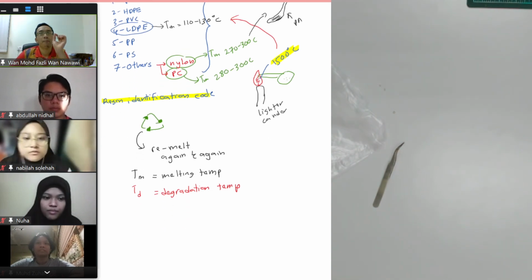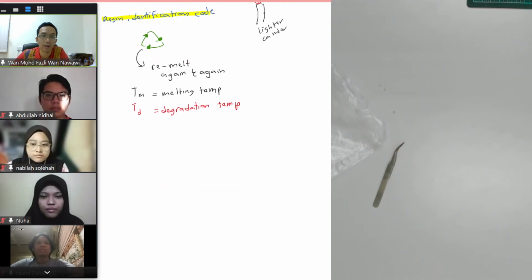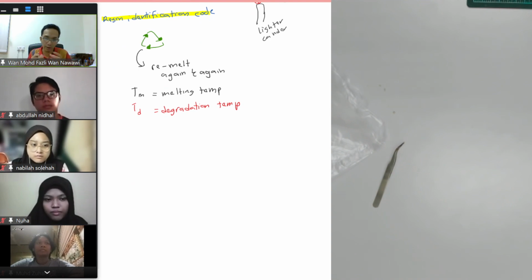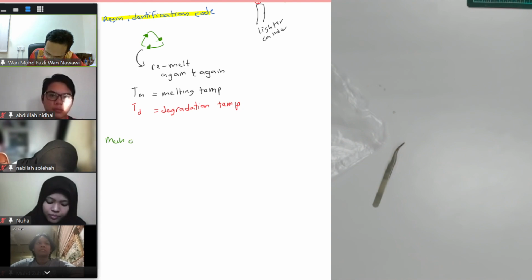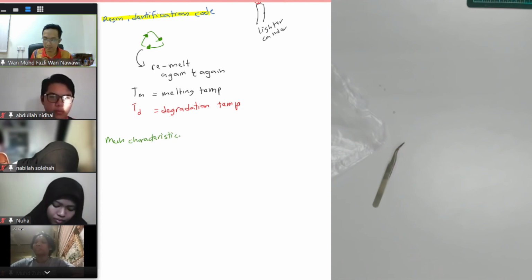So this is what makes plastic different from metal and ceramic. So let's now talk a little bit in general about the mechanical characteristics of plastic before we go into what makes plastic different from ceramic and metal. So let's go here, mechanical characteristics of overall plastic.